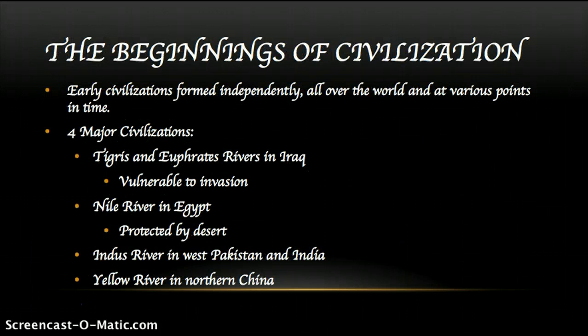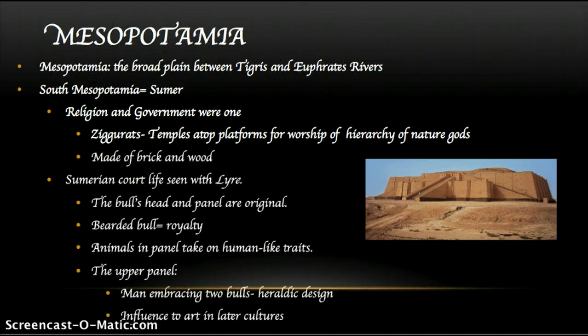Now to discuss the beginnings of civilization. Early civilizations formed independently. They formed all over the world and at various points in time. There are four major civilizations. One is the Tigris and Euphrates rivers in Iraq, which were vulnerable to invasion. The Nile River in Egypt was protected by the desert. The other is the Indus River in West Pakistan and India. And lastly, the Yellow River in northern China.